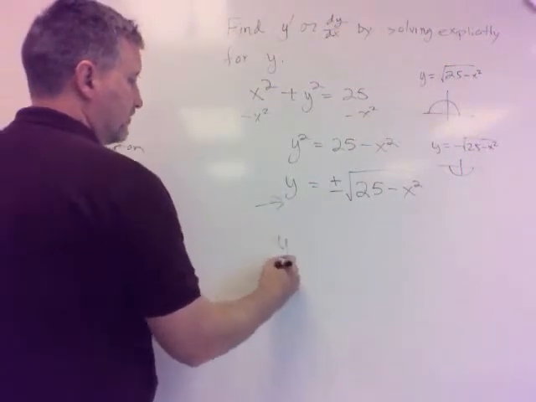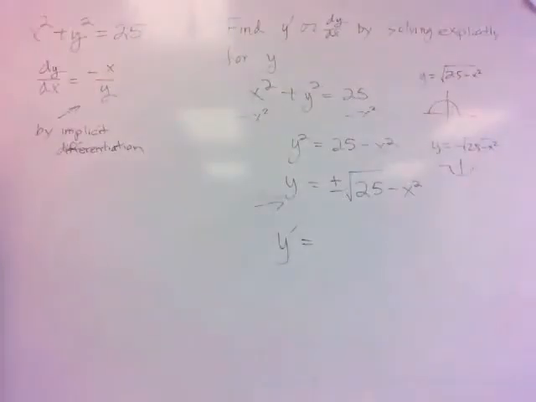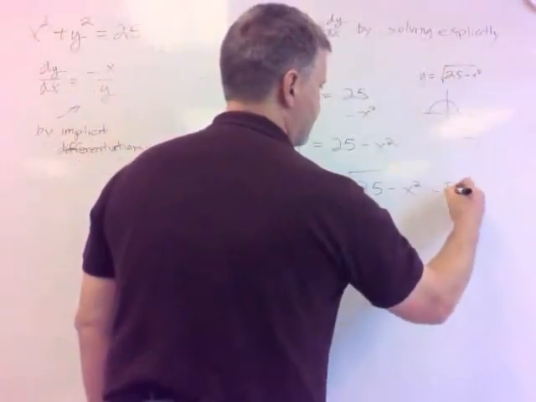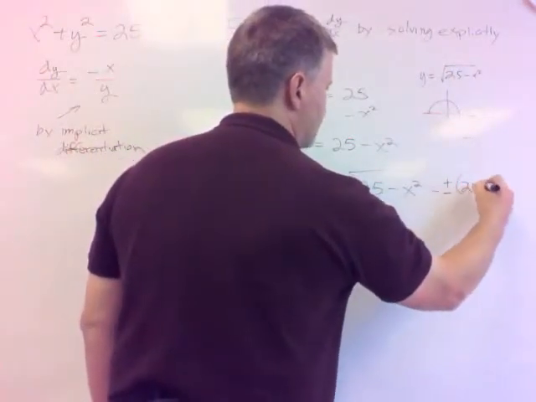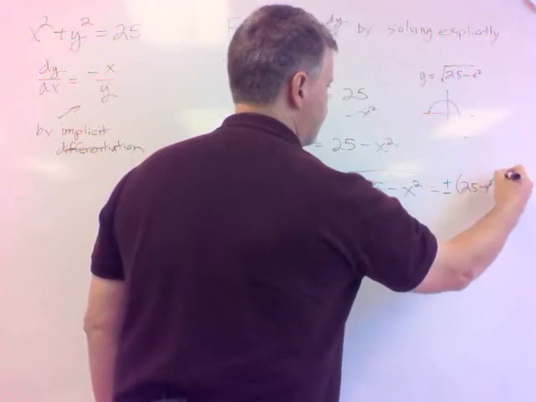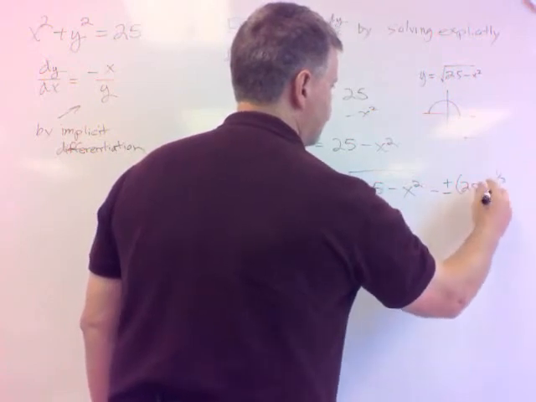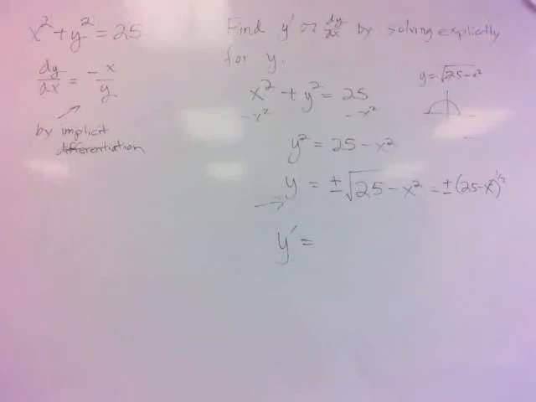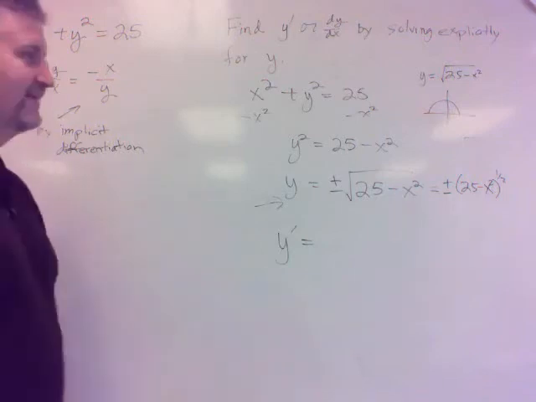Now I can do the derivative, right? And how am I going to do the derivative of that? Well, don't I have to say it's plus or minus 25 minus x squared to the 1/2? Does that ring a bell? How do I do the derivative of that? What rule? Isn't that chain rule? Chain rule, okay. Now it's just chain rule, all right?